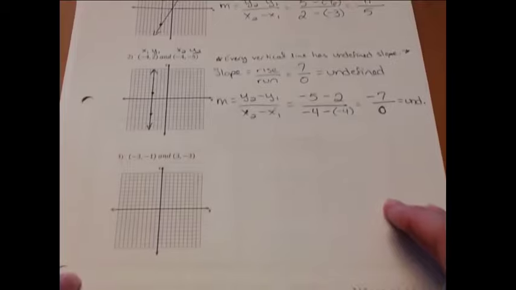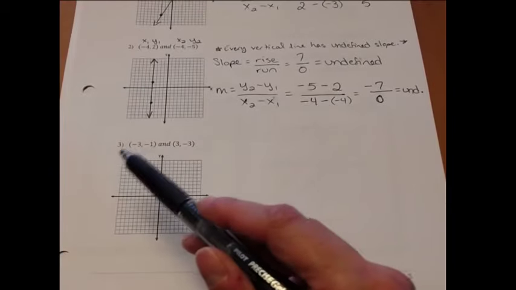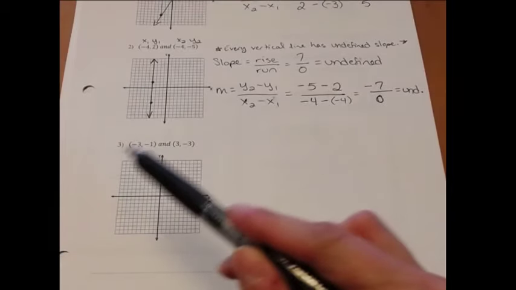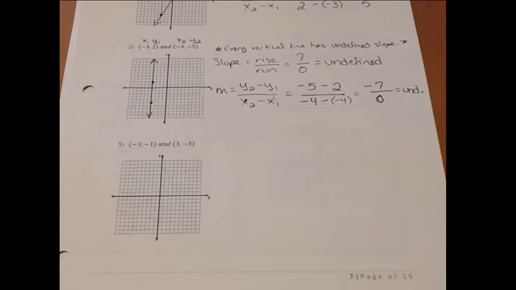Okay, what I'd like you guys to do is take a moment to try number 3. I would like you to plot both points, and I would like you to identify the slope graphically and then prove it using the slope formula. So I'm going to give you a couple minutes to do this, and I am going to attempt to fix the chat. Okay?